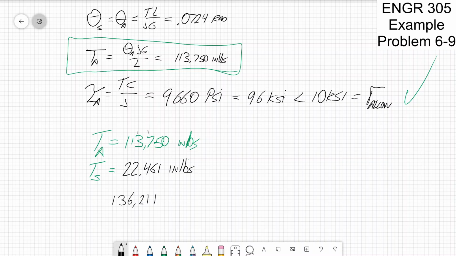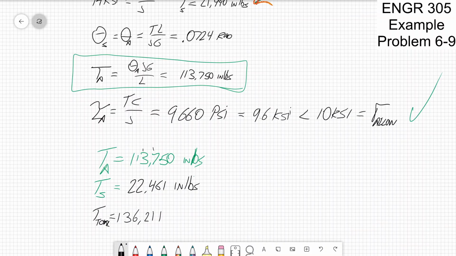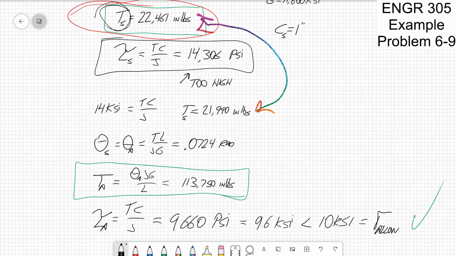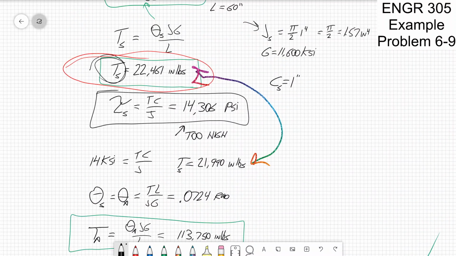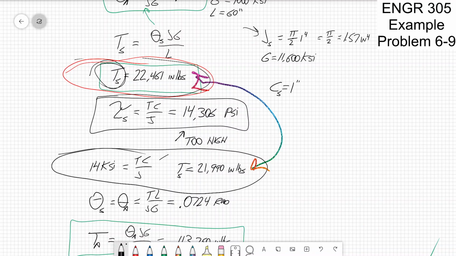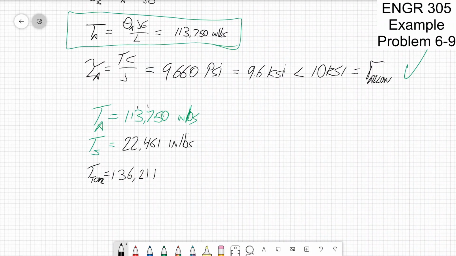I wonder if I even wrote down the wrong number there, because I'm looking at the book as I do this. The total torque is equal to, they've got 135, so they have my 113,750, and then they use 21,990. So what did I use? Oh, I grabbed that up there. This is the torque I was supposed to use. That was too high, 22,460. I had to drop that by 500 pounds. So this drops.